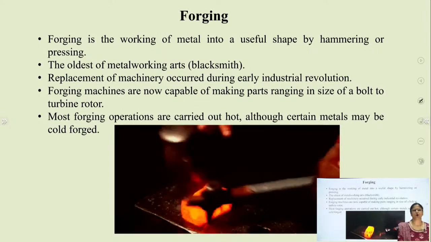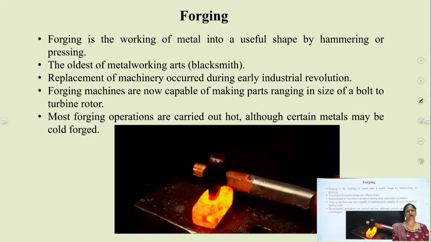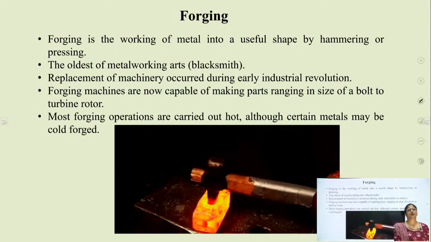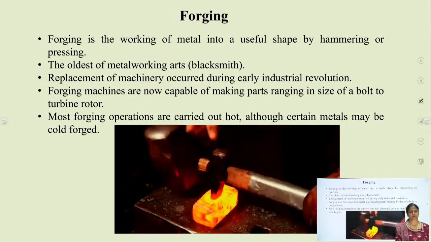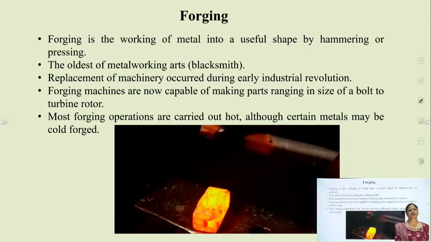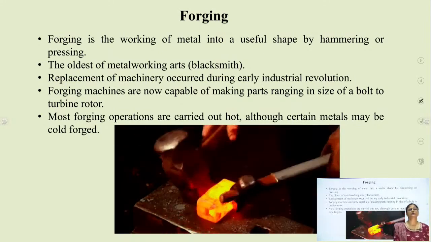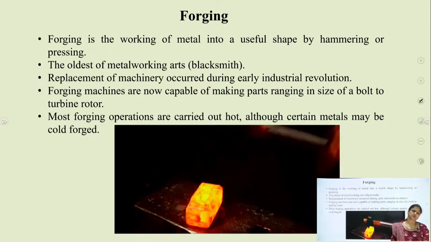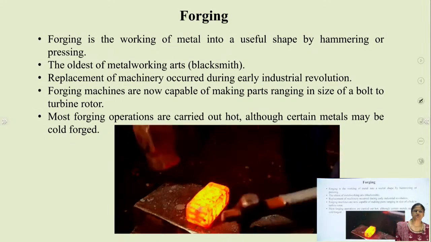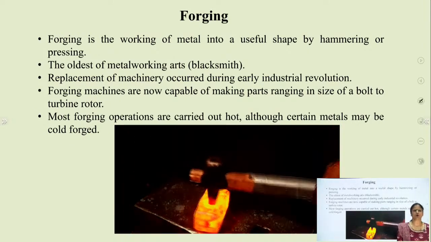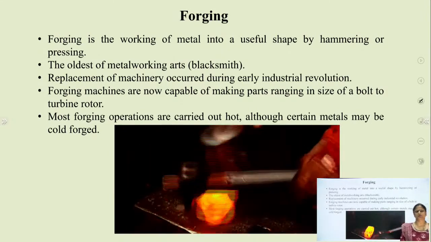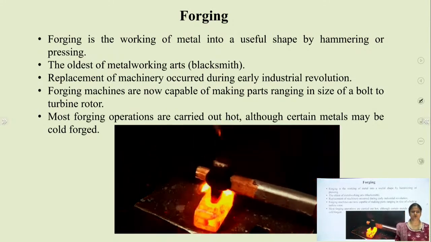So replacement by machinery occurred during the early industrial revolution. Now various kinds of machines are available to produce the forged object. Forging machines are now capable of making parts ranging in size from a bolt to a turbine rotor, and large ship components can also be produced by the forging process. Most forging operations are carried out in hot condition, although certain metals which have low strength can be cold forged.